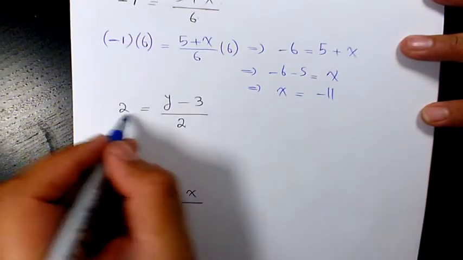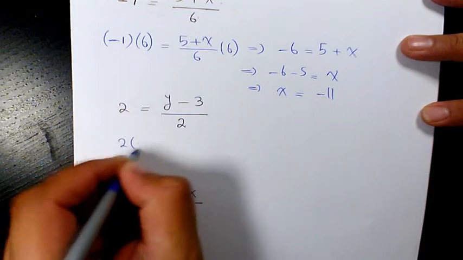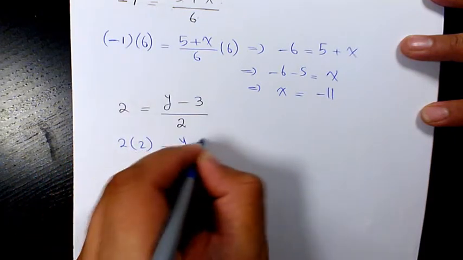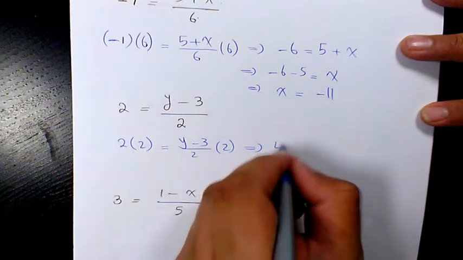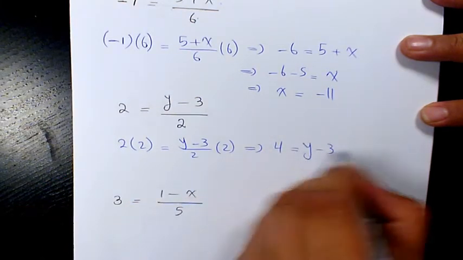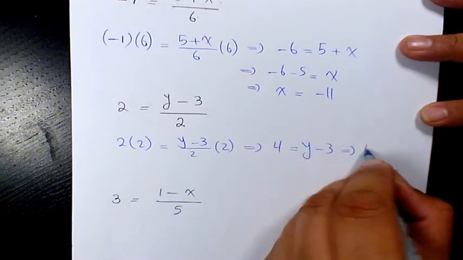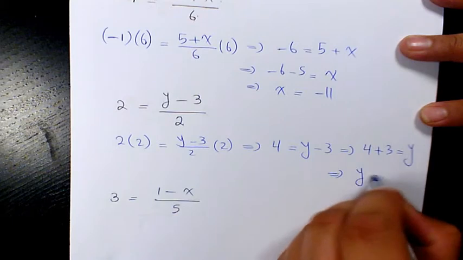Next one. 2 equals y minus 3 divided by 2. What I need to do, I need to multiply both sides by 2 in order to get rid of the denominator on the right hand side. So 2 times 2 is going to be 4. 2 divided by 2 is going to be 1. Y minus 3. So 4 plus 3 equals y. We can say y will be equal to 7.